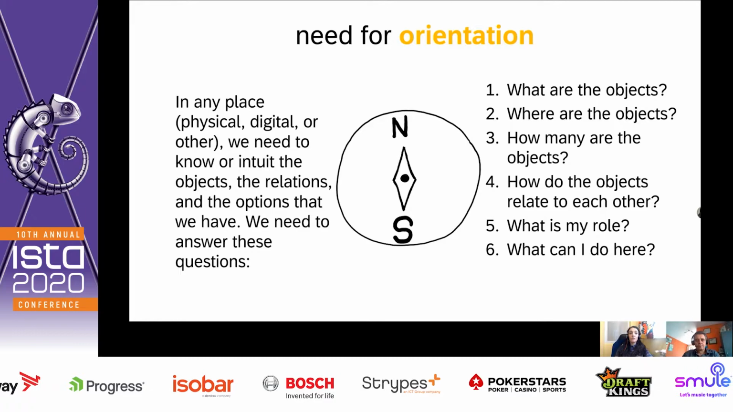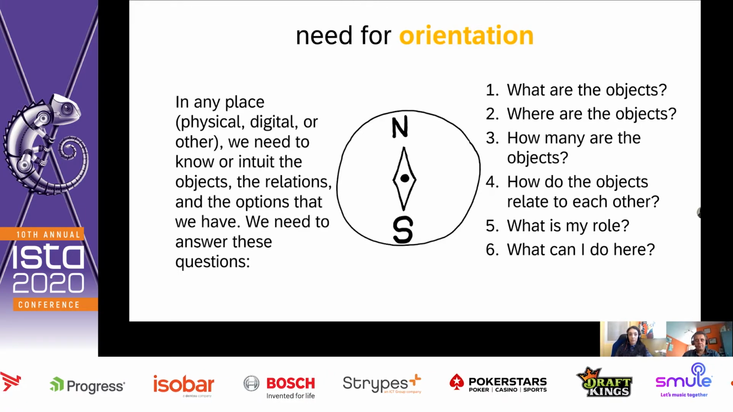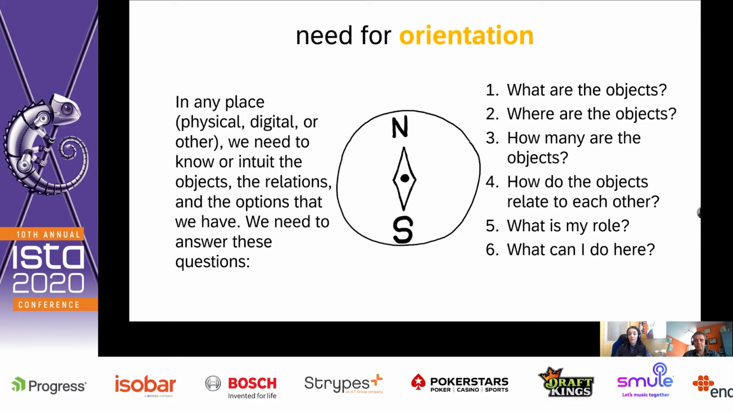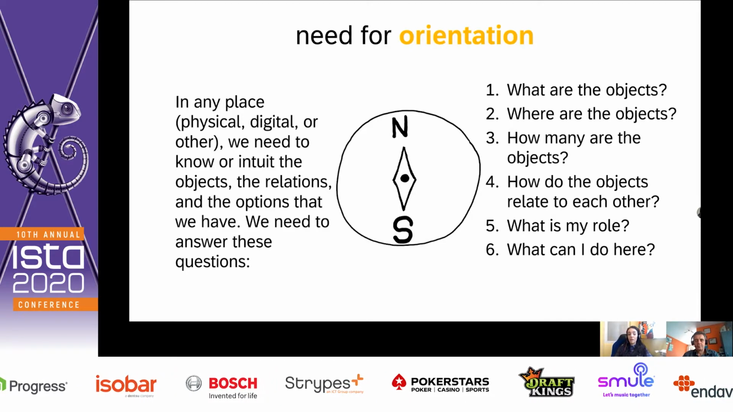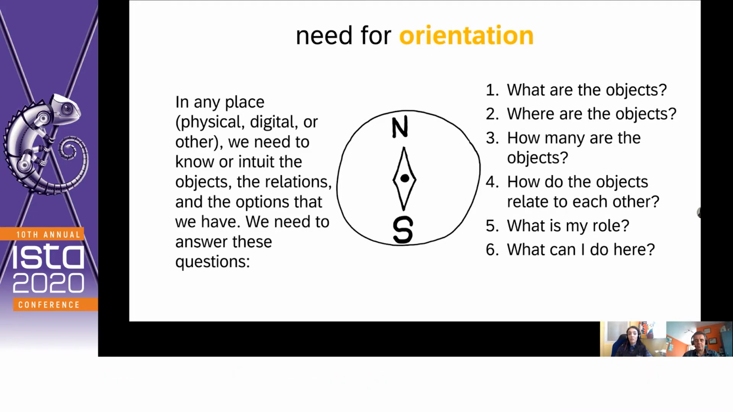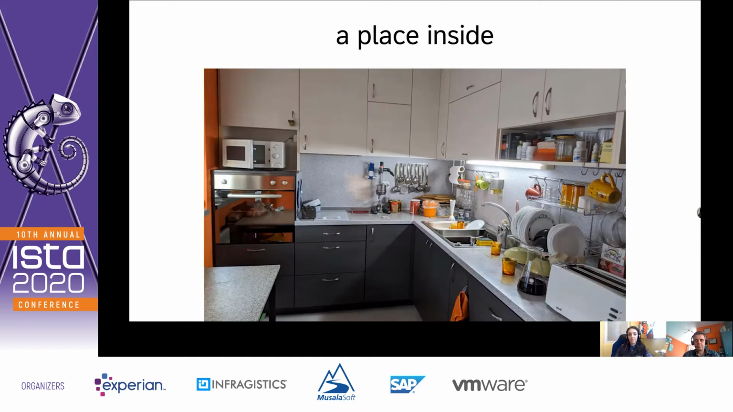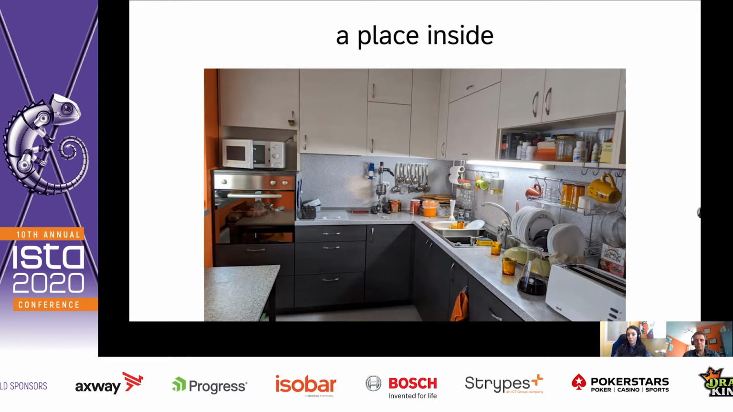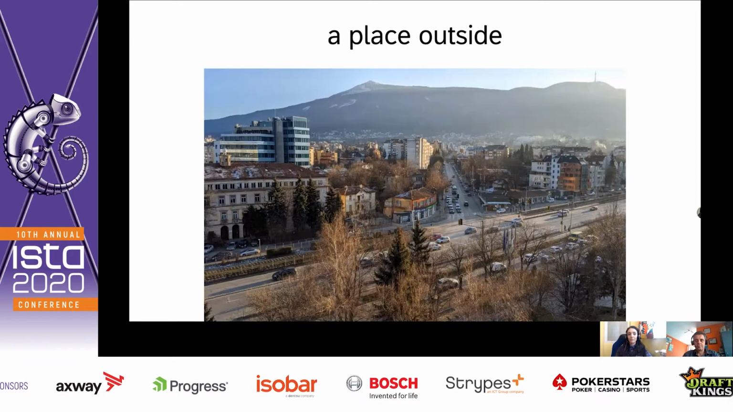In any place, we need to know what the objects are. Where are they? How many are they? How do they relate to each other? What can I do with them? And what can I do in the place with the objects? And what are the attributes of these objects? Let's take a look at a couple of examples. This is a place inside. This is not your kitchen, but I'm pretty sure you know what to do there. How to make a coffee, how to pour a wine, and so on.